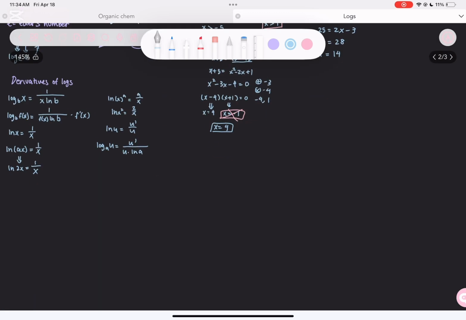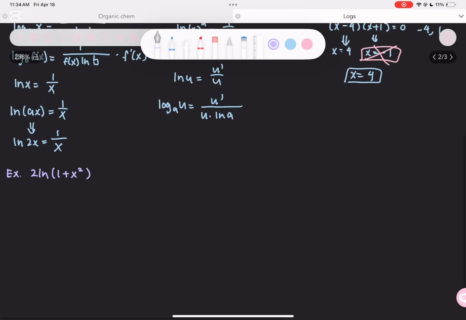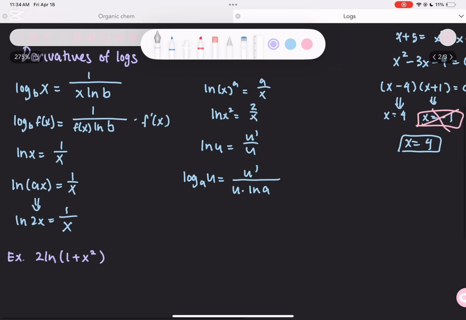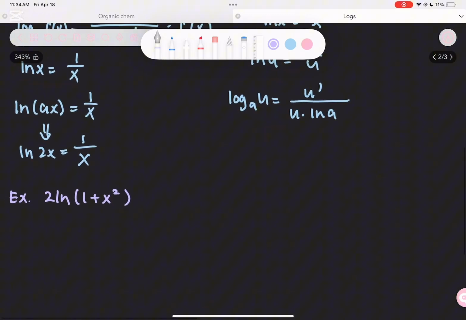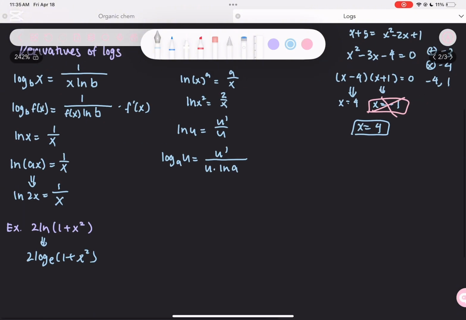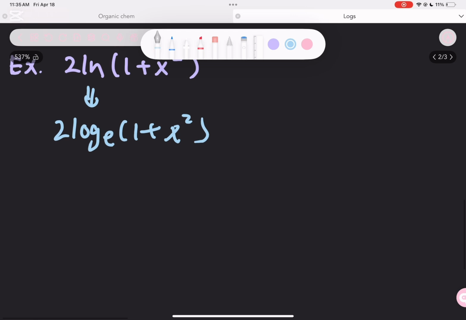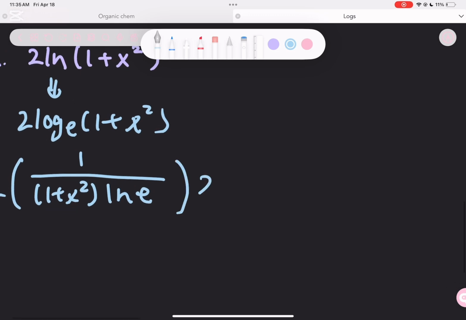Say you have 2 ln of 1 plus x squared. Immediately we can see that this is the ln of a function, so we know that we have to apply the chain rule here. This is basically equivalent to log base e of 1 plus x squared, by the way, so we want to put it in this form. We keep the 2 outside, and then we have 1 over 1 plus x squared times ln e. And then what is the derivative of the inside function? Well, it's just 2x.